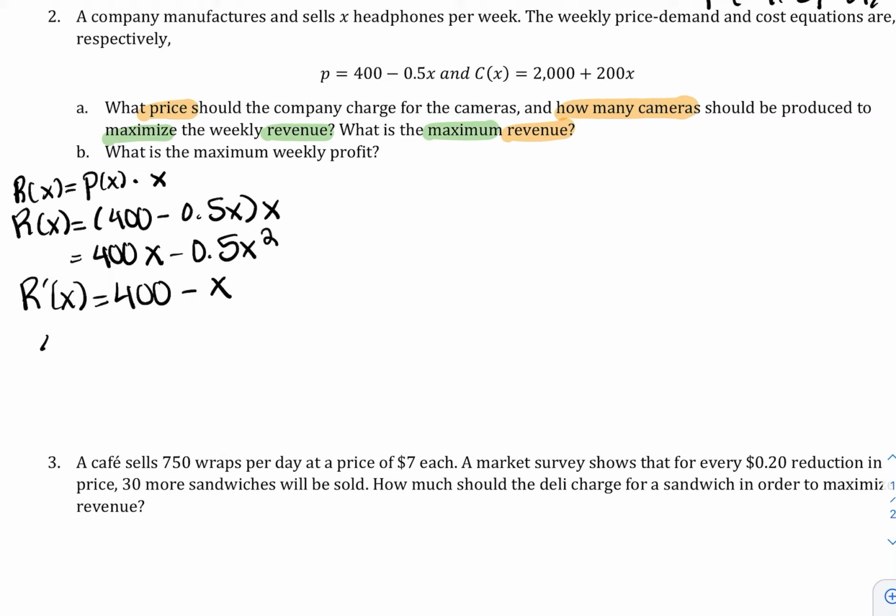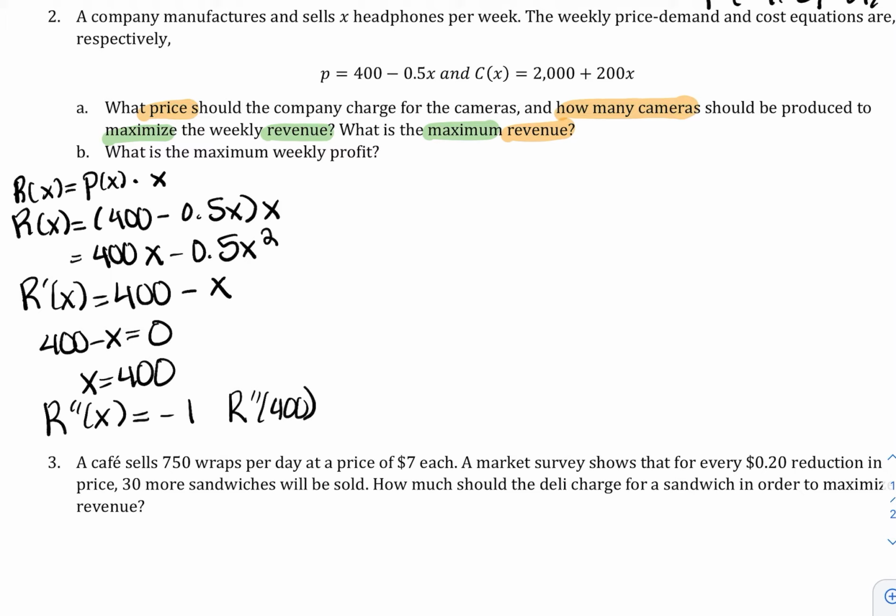So when it's 0, 400 minus x is equal to 0, that gives us x is equal to 400. It's never undefined because it's a line. So I need to check whether this is a max. I'm again going to take the second derivative. So R double prime of x is negative 1. When I plug in 400, it's still negative 1. And less than 0 means that it is a max. So check.